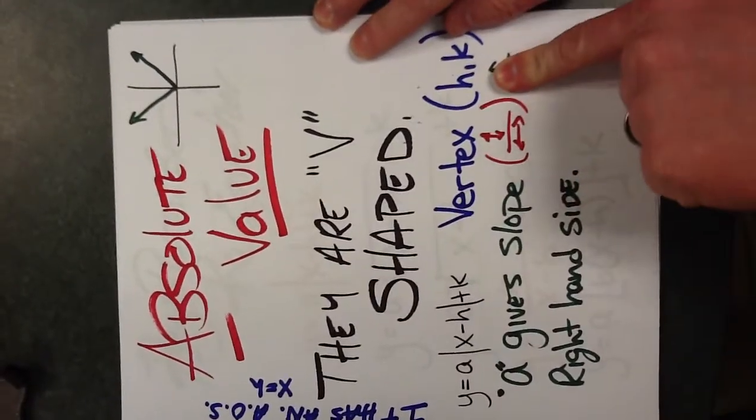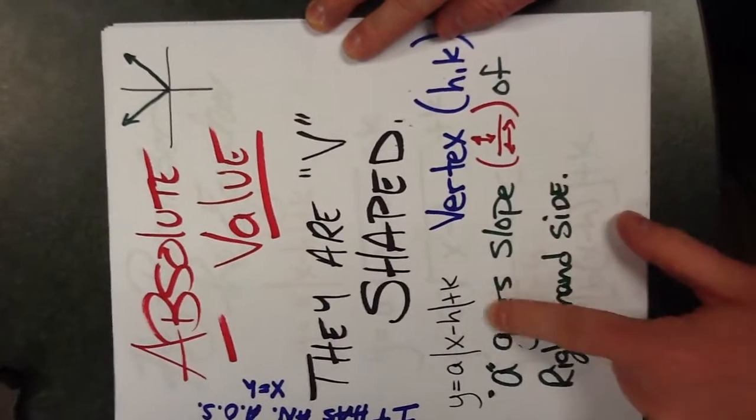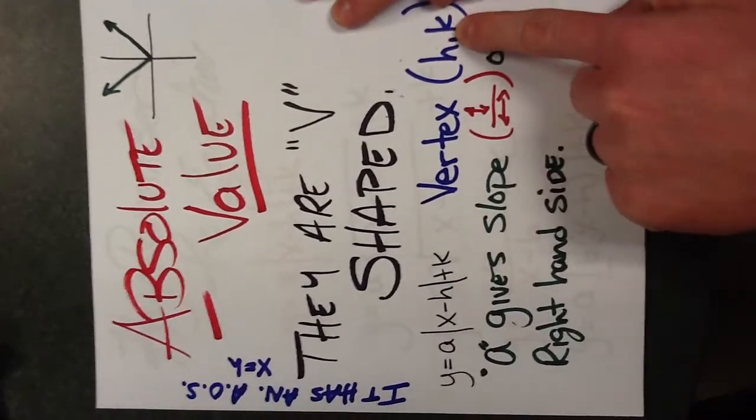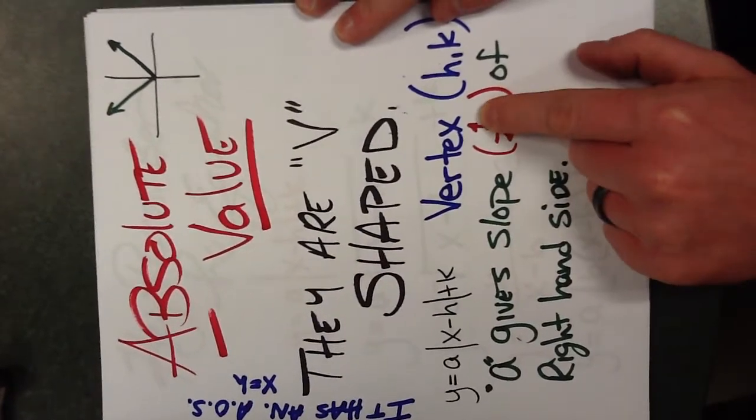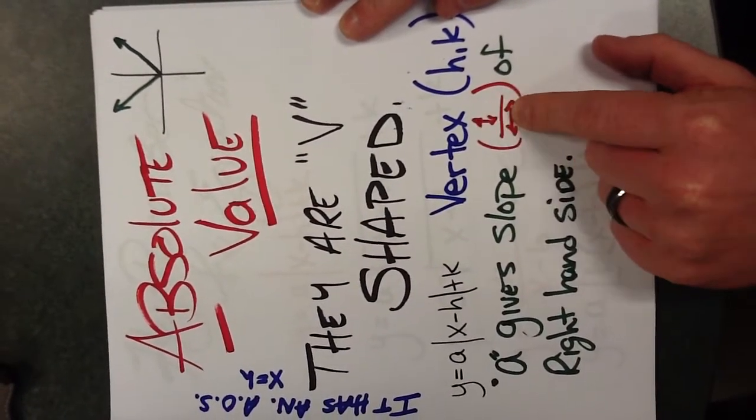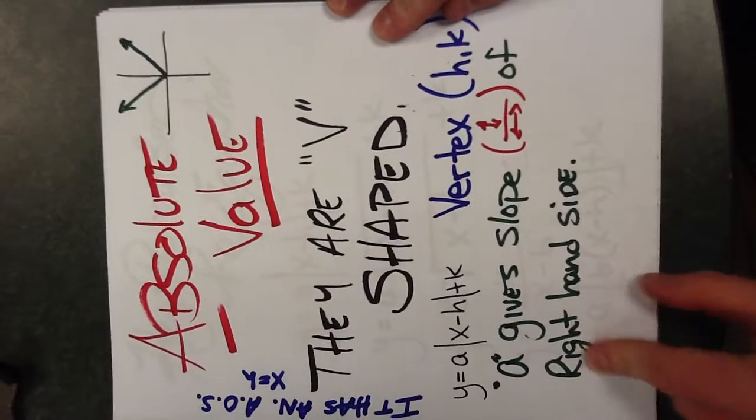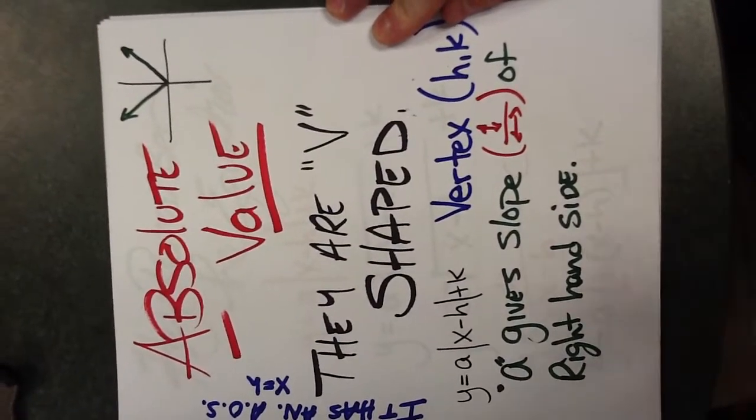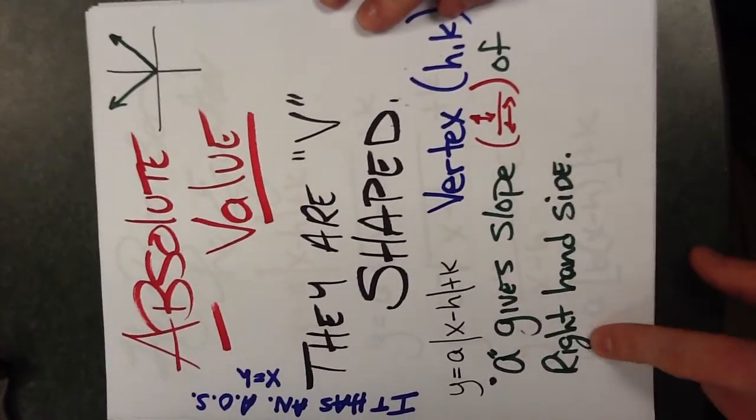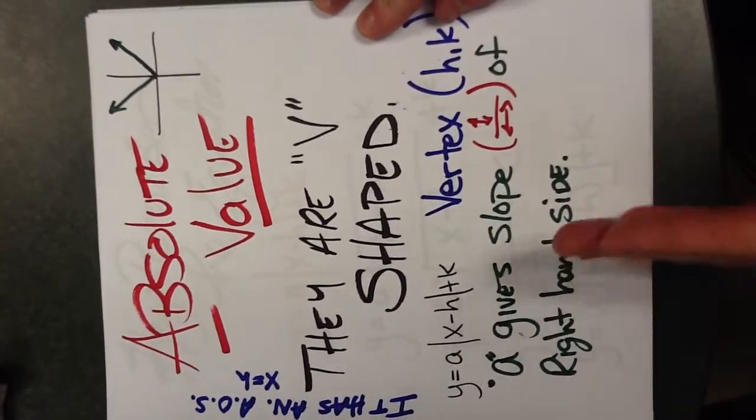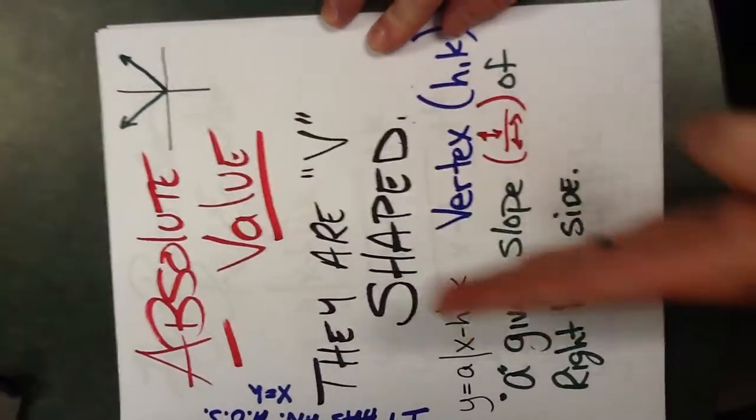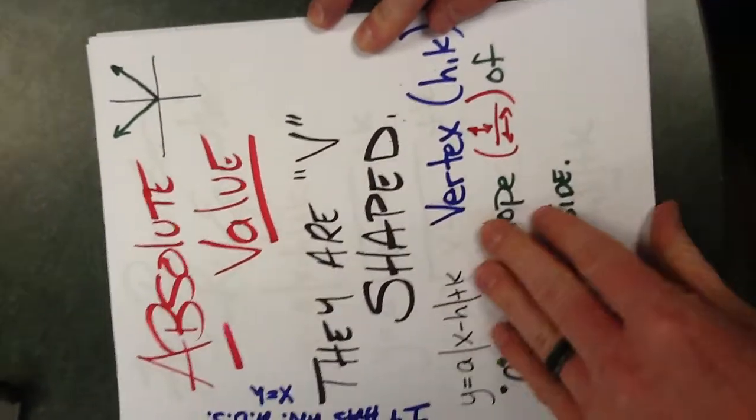It has a vertex (h, k). Remember (h, k), we changed the sign of the negative, making it h and k. A gives you slope, slope being up, down, left, right, rise over run, you've heard that before, of the right-hand side. Please remember, to find the left-hand side, it is simple reflection. So if you go up, right, you go up, left, okay?